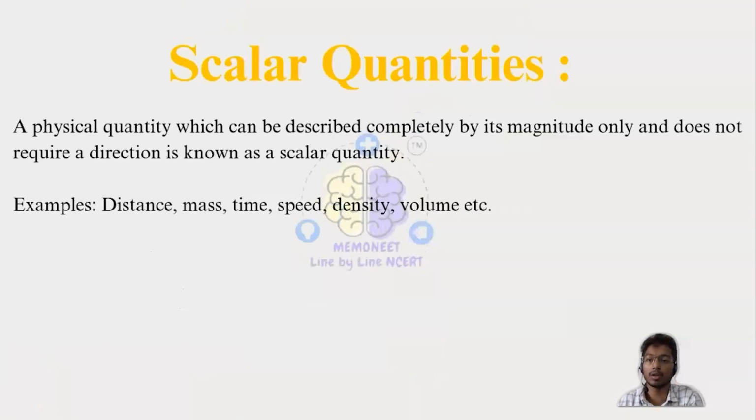First, scalar quantities. Scalar quantities are the ones which have only magnitude, but no direction. Let's say we have distance. We have traveled 5 meters. This tells only about magnitude. Let's say we have 10 mangoes. This is a scalar quantity. Mass is a scalar quantity. Density, volume, etc. are scalar quantities.